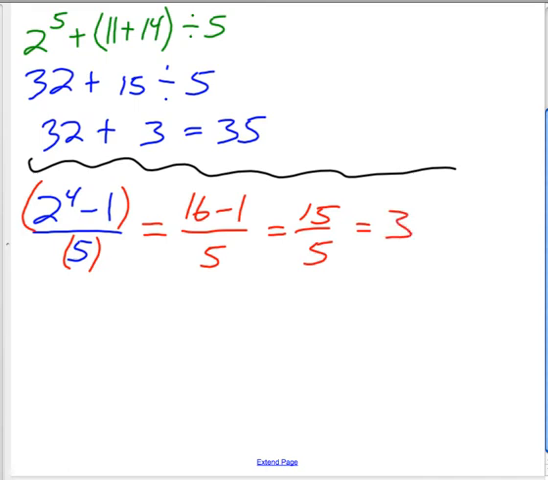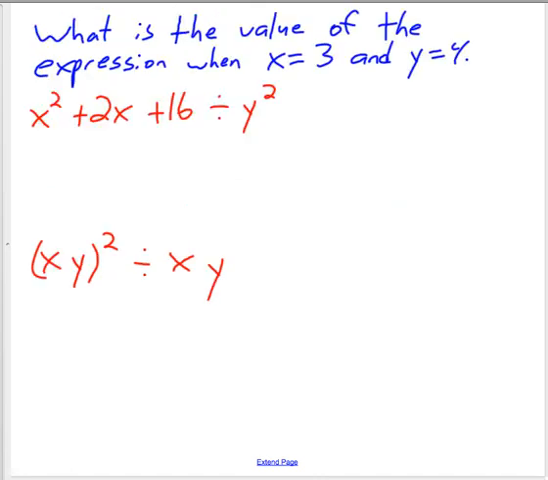Alright, let's go to the next page here. What is the value of the expression when x equals 3 and y equals 4? So this is slightly different than simplifying. This is called evaluating. And what evaluating means is they give you an expression with variables, but they also tell you what those variables represent. So you need to plug in those values into their variable spots and then simplify. So evaluating is like simplifying, but with an extra step in the beginning.